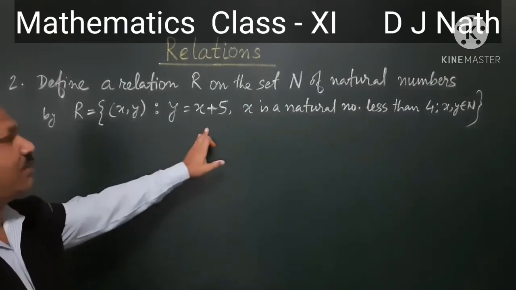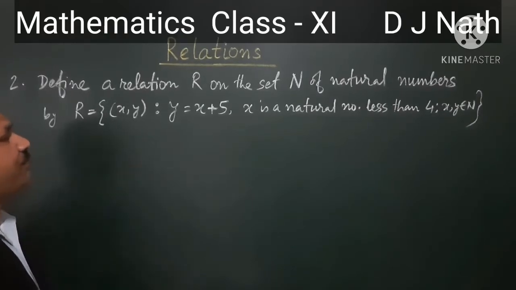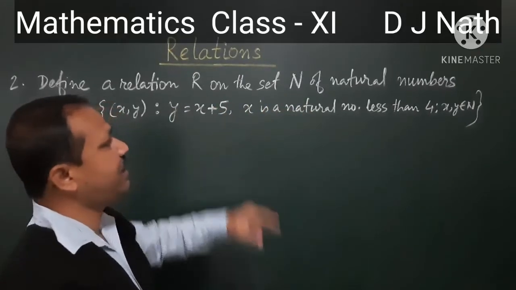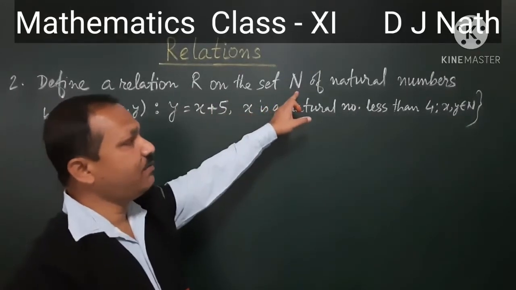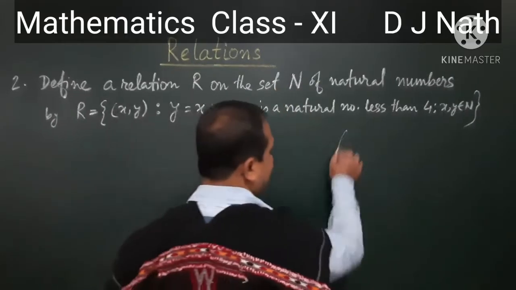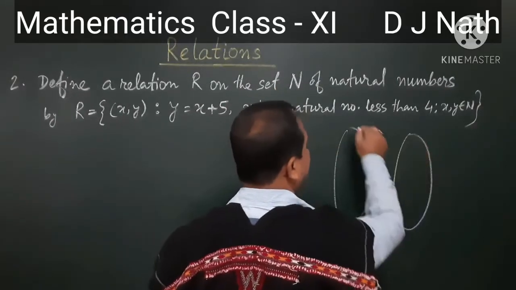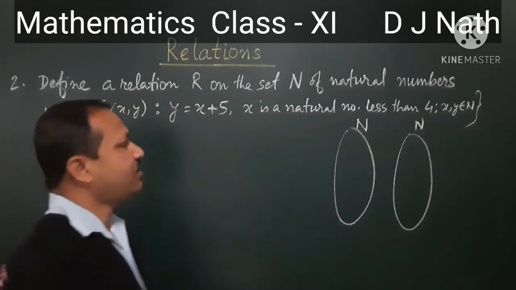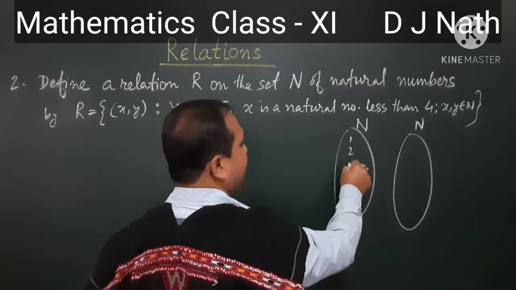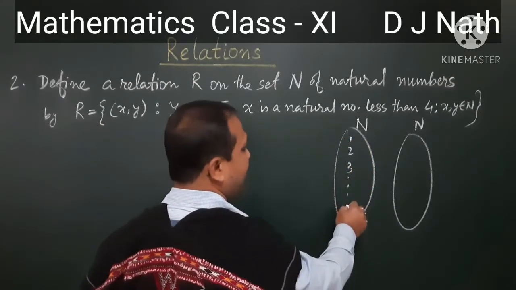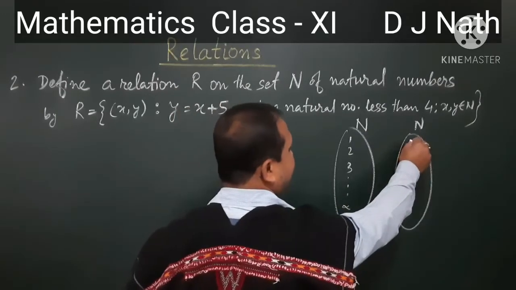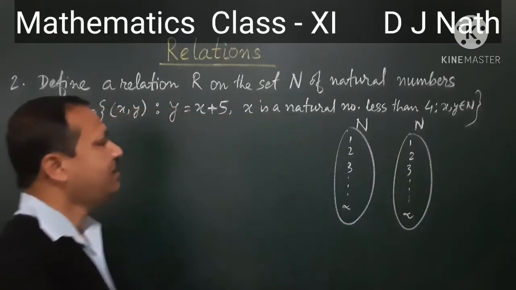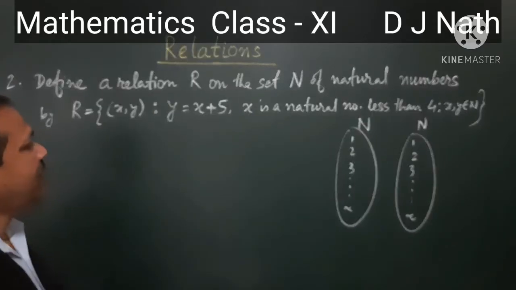It is given in set builder form, so how do we write it in roster form? First think about what the sets are. The relation is on the set N, meaning both sets are natural numbers. Natural numbers start from 1, so it is 1, 2, 3, like that up to infinity. The second set is also like that, from 1 to infinity.